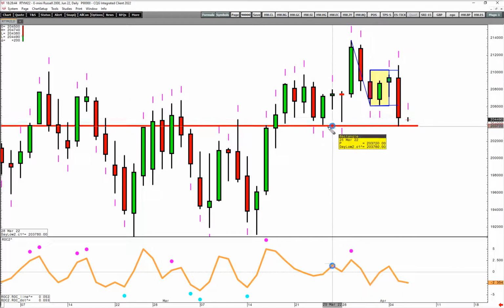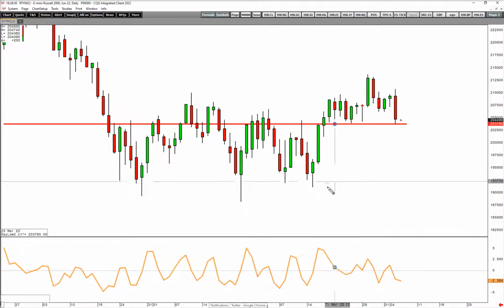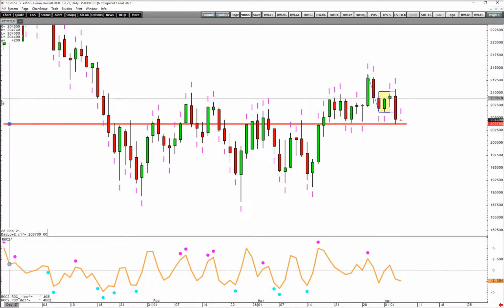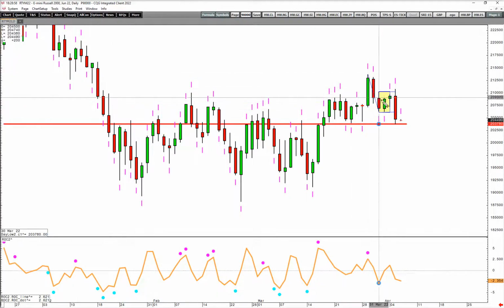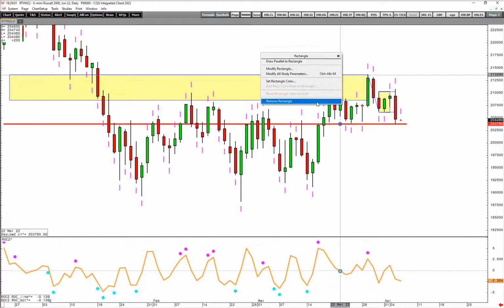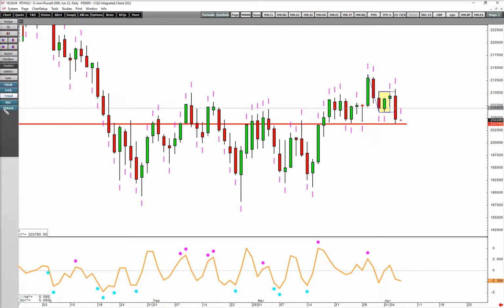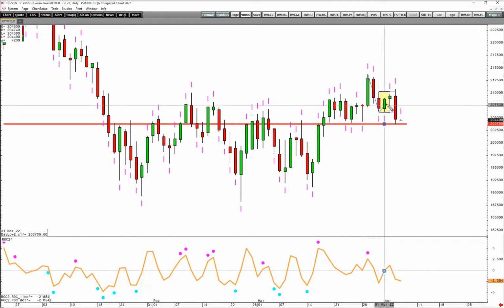So, it remains to be seen to what extent the Russell is going to move on its own away from the other indices. But right now, you've got an ABC pattern forming, but it's going to need a little bit of time to settle down. So there's our A, there's our B, and we would need a lower low to go make a C somewhere in here.